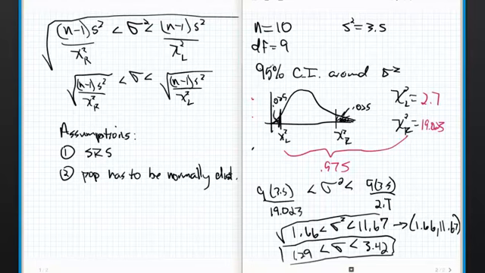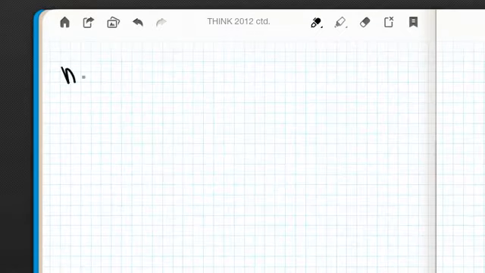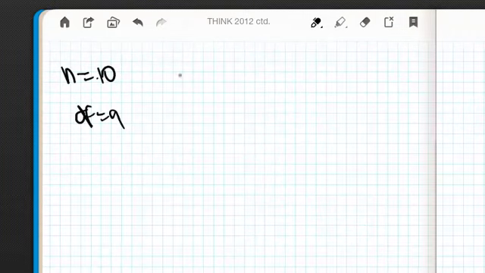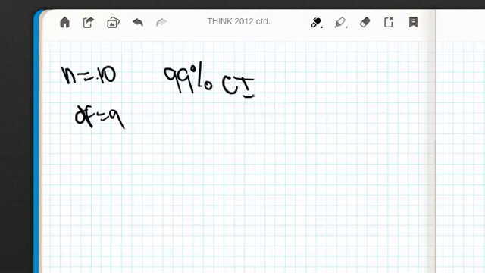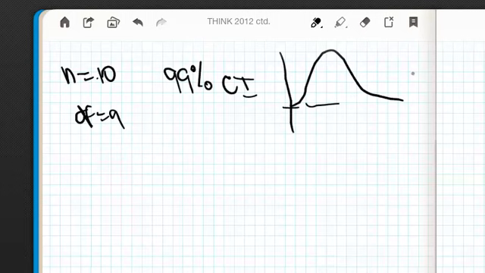Now, what happens if I want to be more confident? What happens if I want to be 99% confident? All right, let's go through that just real quick. So we got the same thing. n equals 10, df equals 9. I want to be 99% confident. All right, just humor me for a sec. They're getting prettier. I just shouldn't draw this part.